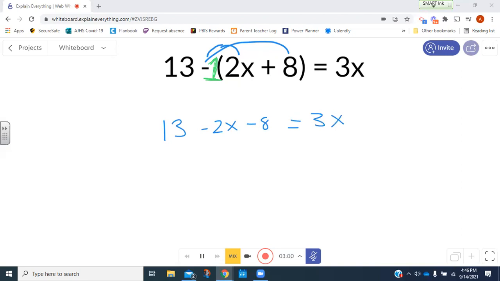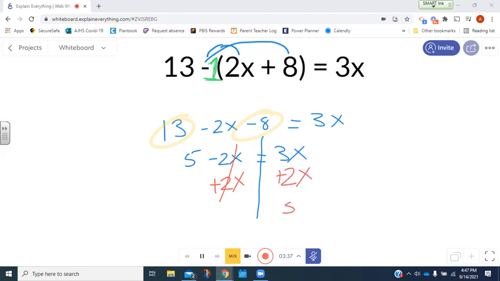Now, our next step, let's go ahead and combine like terms with what we have. This is a like term, and those are on the same side of the equal sign, so we can go ahead and combine those. 13 minus 8 is going to be 5. So 5 minus 2x equals 3x. Okay, notice that now I'm going to try to move my x from the left side of the equation to the right side of the equation. So I'm going to add 2x to both sides. And when I do this, right, this one goes to 0, which is what we want. However, on the other side, this is going to add to 5x. So on the left, we still have this 5.